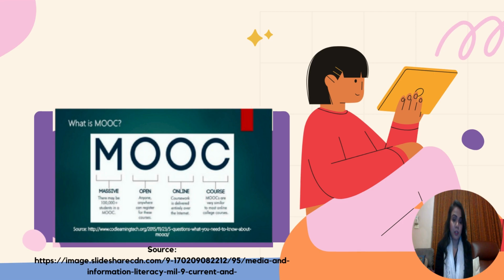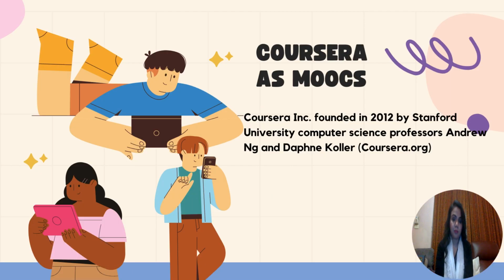And O also means online. That means one must have internet connectivity while attending such courses. Followed by C, that means course. That resonates with the notion that there are ample courses offered by these educational digital platforms.